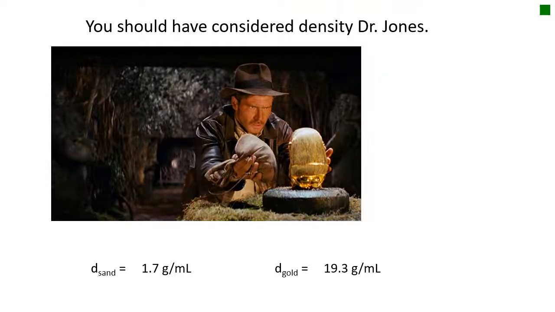All right, Dr. Jones. This is from the movie Raiders of the Lost Ark. And Indiana Jones here has clearly assumed that the densities of these two objects are the same. And he's assumed that because the volumes are the same. The volume of his sand that he's going to use to replace his statue with is the same as the volume of the statue. There's a couple of problems with that.